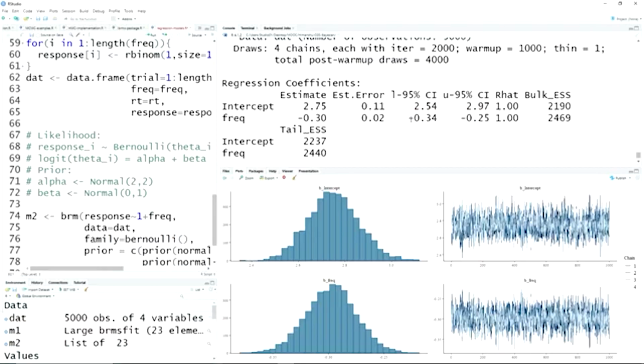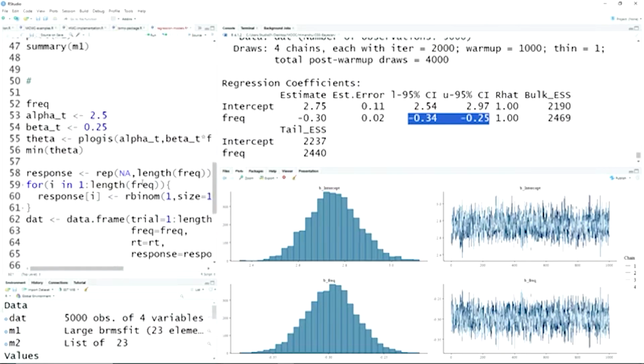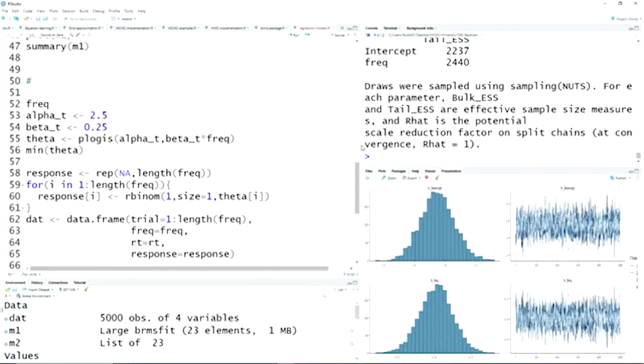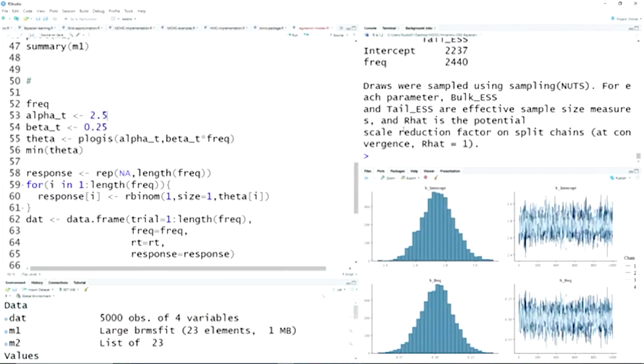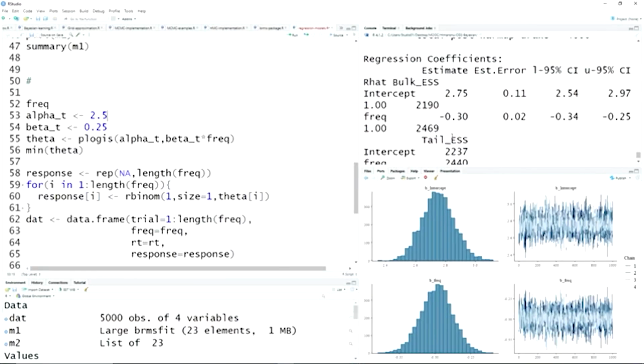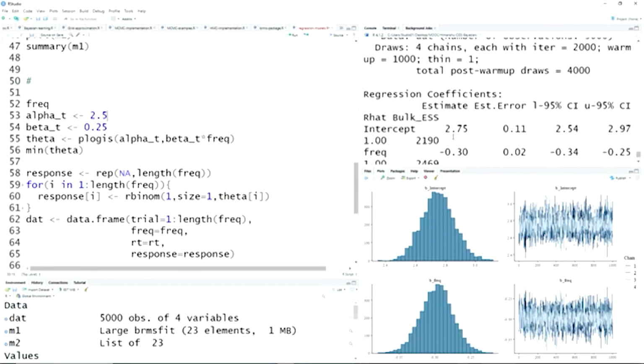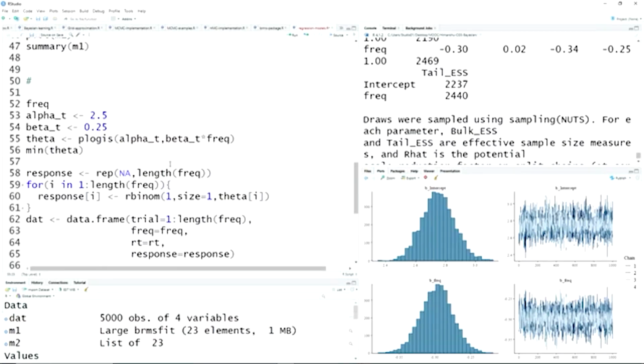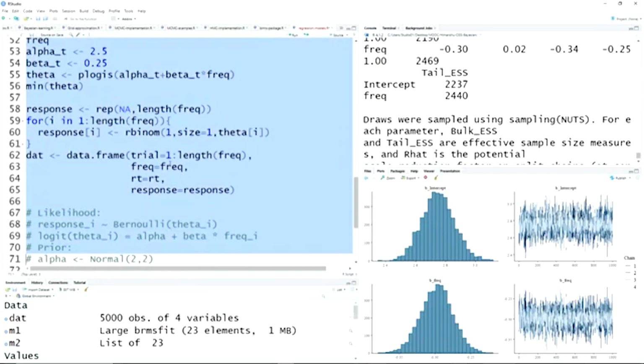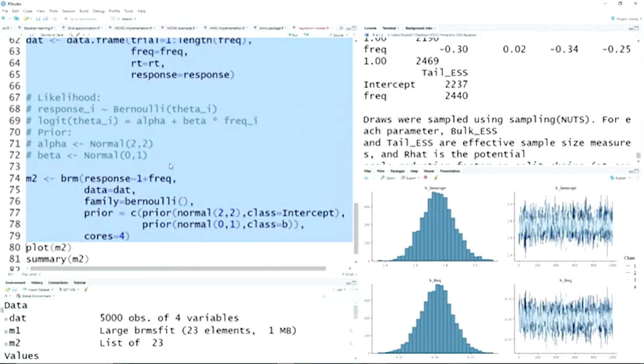The data suggests that there is an effect of frequency in such a way. Oh, why is it negative? It's supposed to be positive, right? Okay, we made a mistake here. Yes, it should be alpha plus beta into frequency. Okay. There's a mistake in data generation. I think it should be fine now.